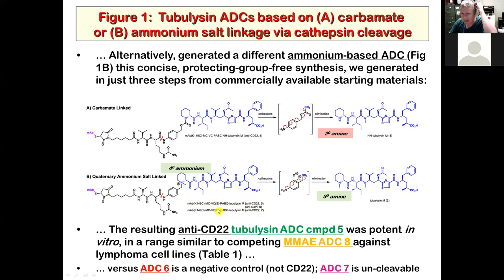7 uses the non-natural stereochemistry of citrulline. And why does that matter? Because the protease really cares about stereochemistry. And so this is a good negative control also. ADC7, the bottom one, is uncleavable because it has the wrong stereochemistry of citrulline. So these are what we call negative controls, right? They're trying to really tease out why their drug 5 is so good. Well, because it's targeting a good target and because it has a cleavable linker. If you change the target, you lose activity. You change the cleavability, you lose activity.